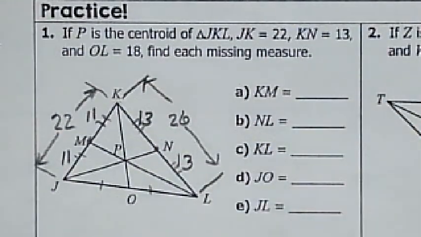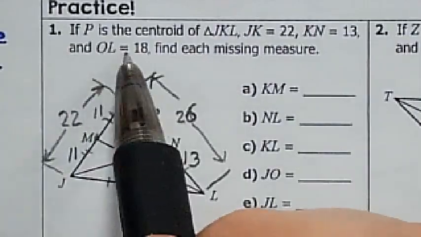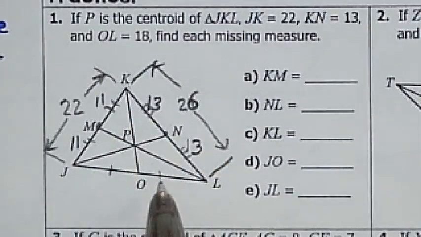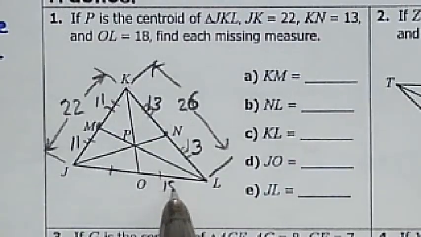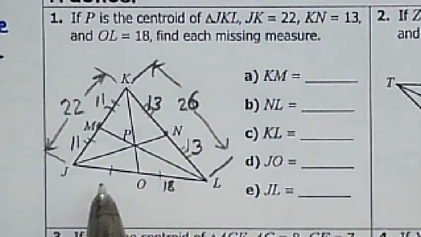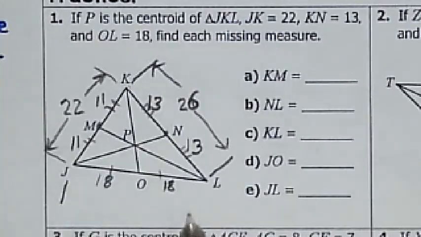Next, it tells you that OL is 18. Well, find OL. OL is 18. That's right here. What else can you figure out if that's an 18? Yeah, the other side, OJ or JO. 18. Not only that, but if this is 18 and that's 18, what do you think this whole thing is? And now you have enough information to fill these in.